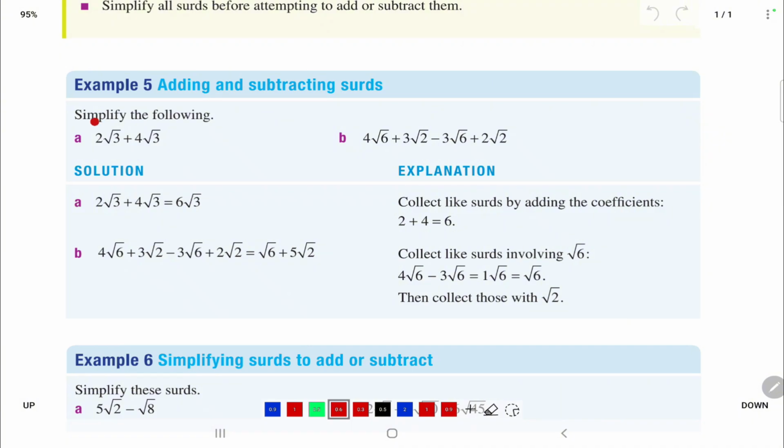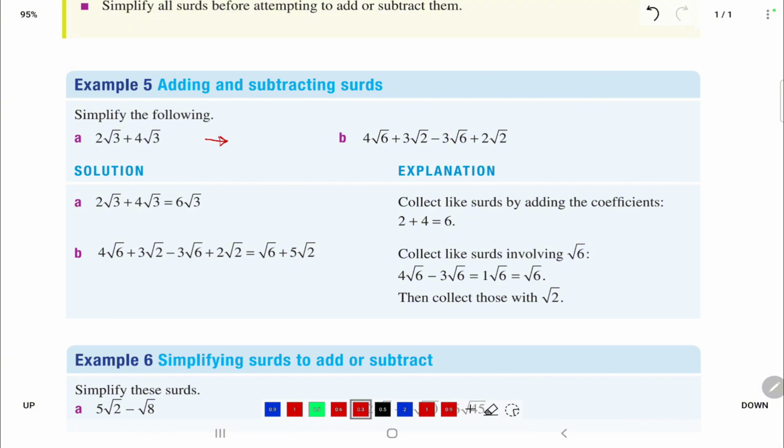Now you can see here, simplify the following: 2 under the square root 3 plus 4 under the square root 3. So the solution for this one will be like this. As long as this under the square root is the same, I can consider this as the coefficient of this term, and we can just add 2 plus 4, and it will equal 6 multiplied by the square root of 3.